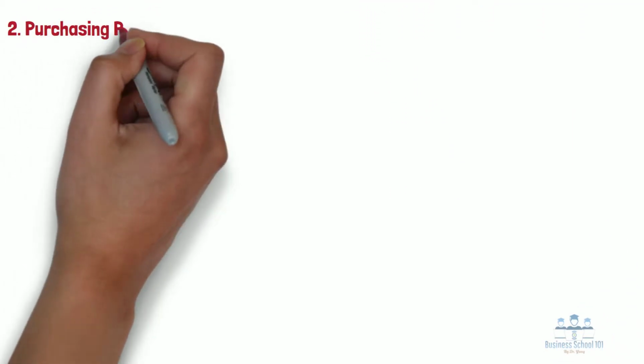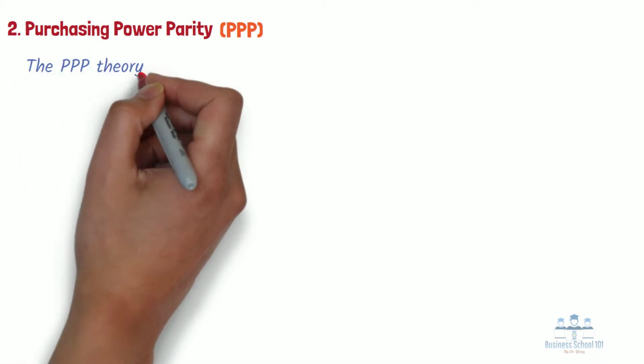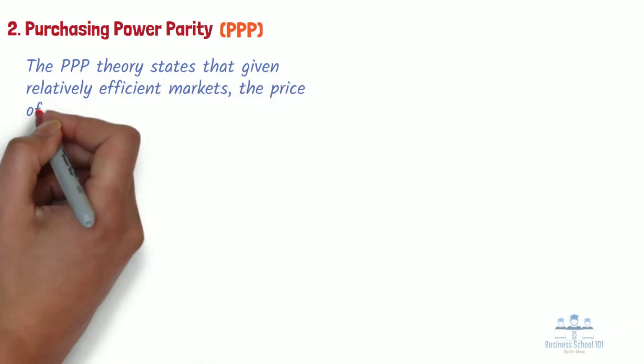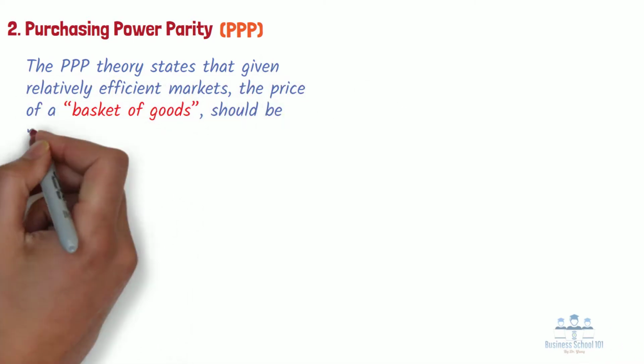Second, purchasing power parity. If the law of one price were true for all goods and services, the purchasing power parity, or PPP, exchange rate could be found from any individual set of prices. The PPP theory states that given relatively efficient markets, the price of a basket of goods should be roughly equivalent in each country.